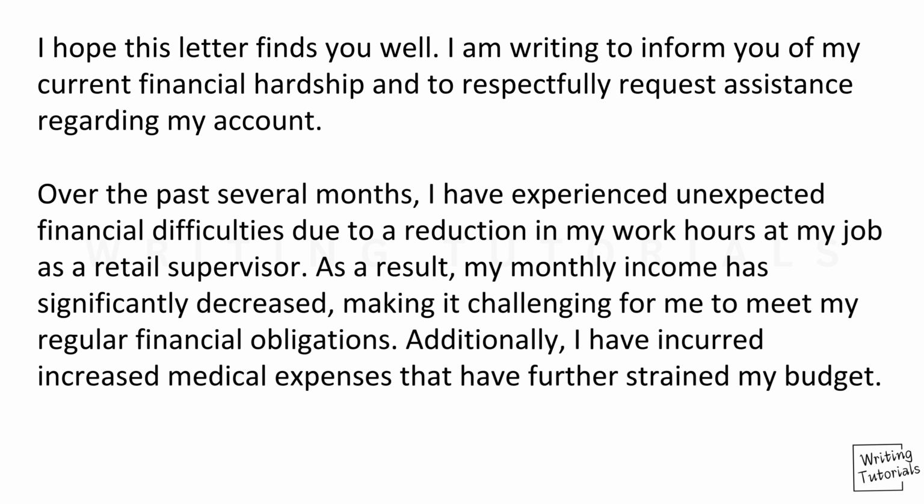Then, as a result, my monthly income has significantly decreased, making it challenging for me to meet my regular financial obligations. This shows the impact of the problem. You are connecting the cause to the effect, which makes your explanation clearer. Finally, additionally, I have incurred increased medical expenses that have further strained my budget. This adds more context and strengthens your explanation. Including additional factors makes your situation more realistic and understandable.